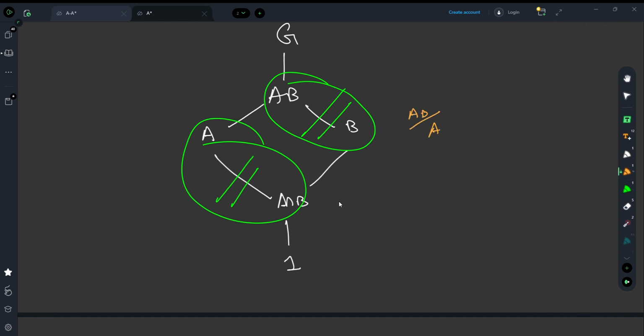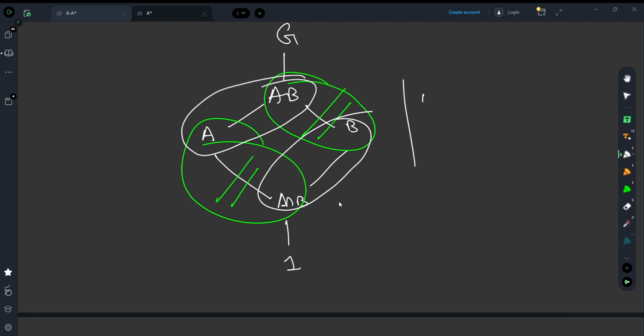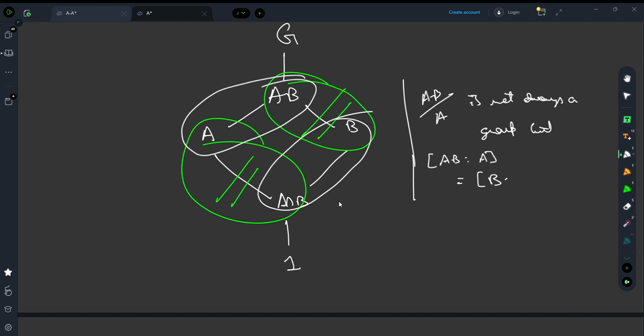It's obvious that this correspondence can hold along this line as well, but AB by A is not always a group. Still, the correspondence holds in terms of index: the index of A in AB equals the index of A intersection B in B.